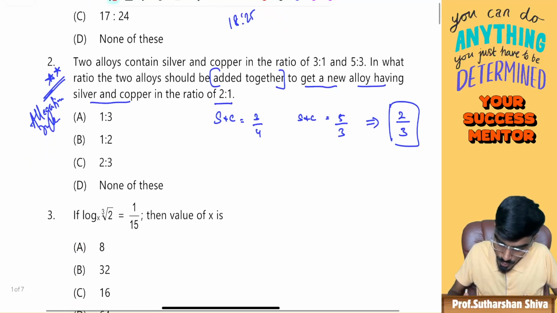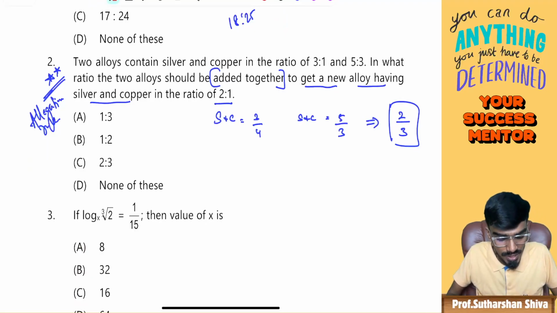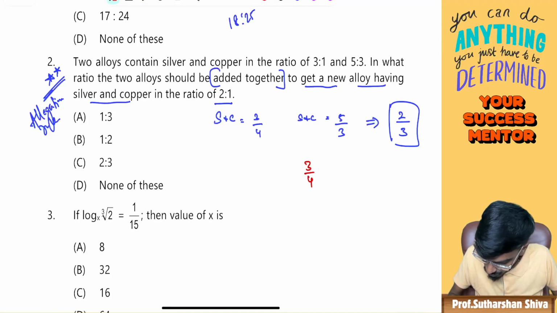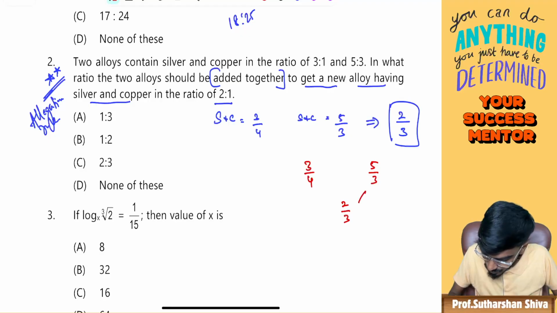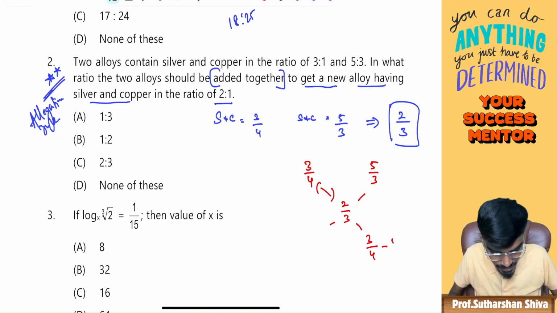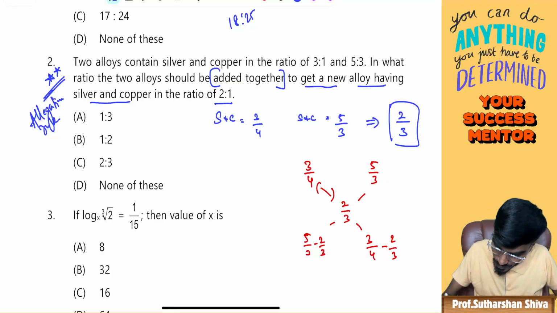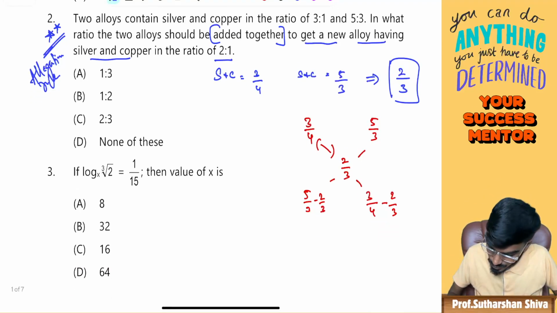Now what we can do, we will apply the mixtures and alligation rule. 3 by 4, we need to write 5 by 3 over here. In the center, we will need to put the required value. From this, we will subtract the values. We will eliminate the values. This is the minus sign. 3 by 4 minus 2 by 3. 5 by 3 minus 2 by 3. Sorry, guys. It is 5 by 8. It is also 5 by 8.